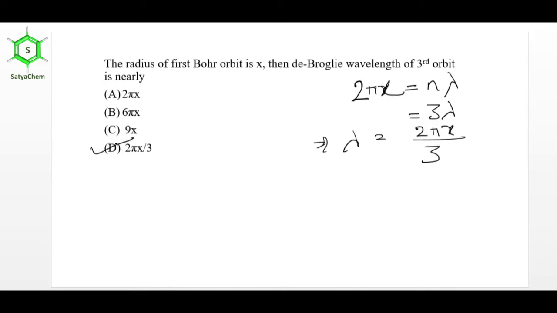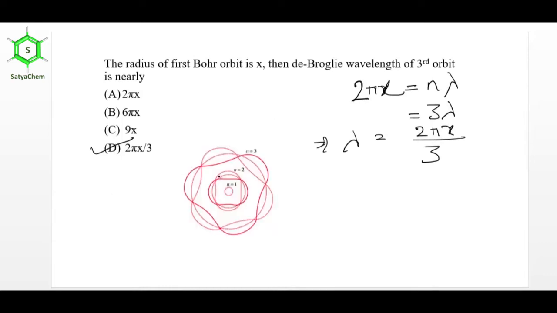Now I am showing one picture. From this picture, why I am writing 2 pi x equal to n lambda will be more clear. See this picture. For n equal to 3, it is clear that there is the first wavelength, second wavelength, third wavelength. So the circumference 2 pi x equals 3 lambda.